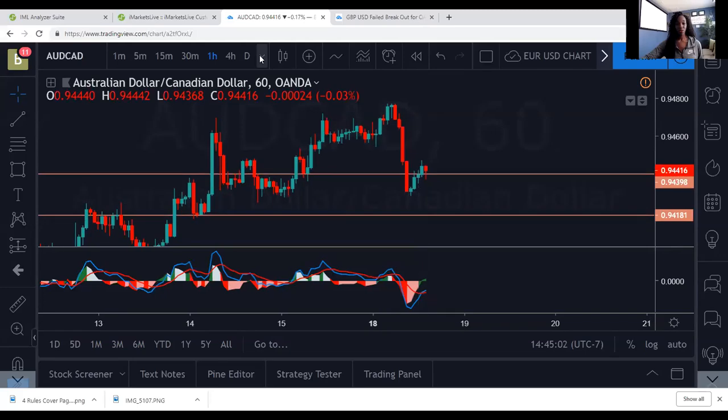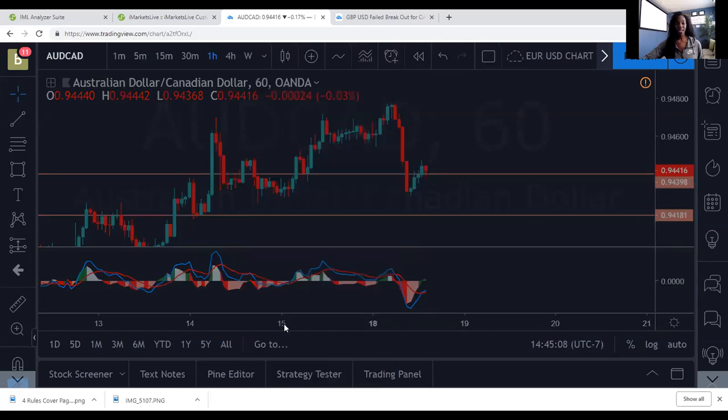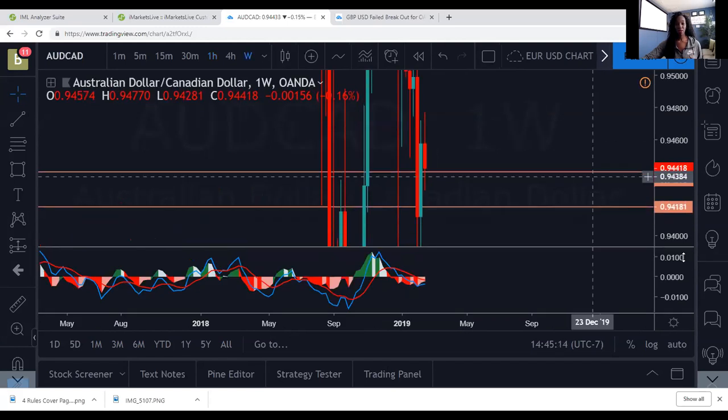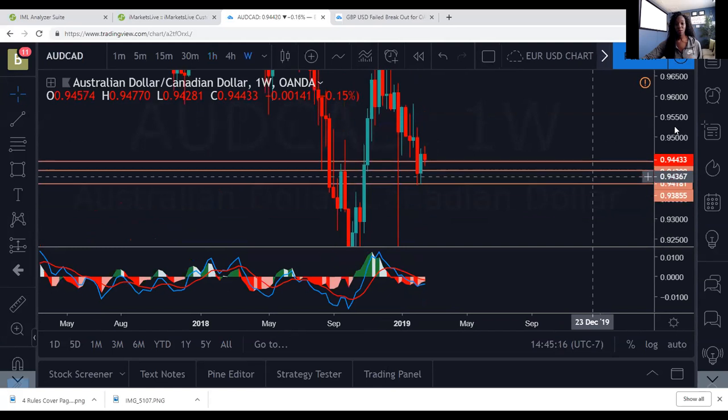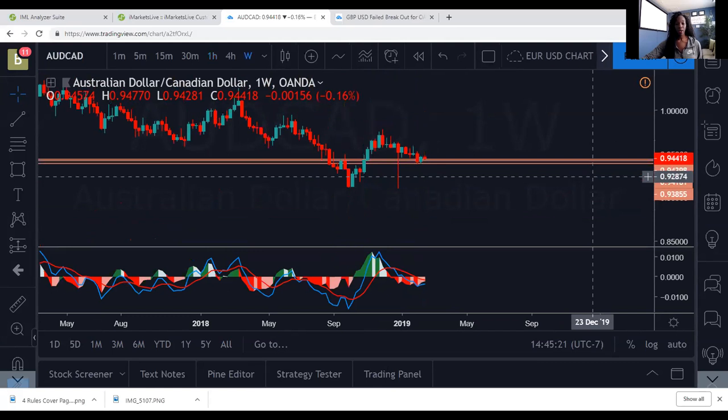The first thing that I do is I go to the weekly time frame. And so I'm actually using TradingView, and I like to start on the weekly time frame because I like to get just a good big overall picture of how the market has been trending. What is it doing? Are we in an uptrend? Are we in a downtrend? Or is the market ranging?